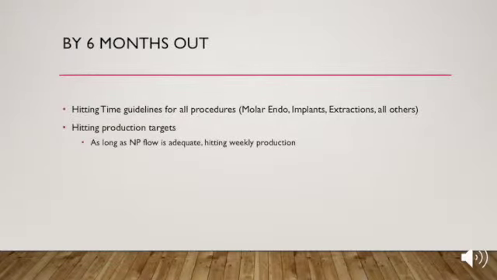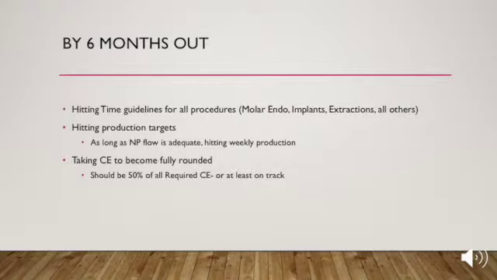Hitting production targets. So by 6 months out, the patient flow, they should start seeing again some more recurring patients. Hopefully they've gained enough steam. They're hitting time guidelines. So their production should be hitting what we expect of them. Taking CE, they should be about 50% of their CE done by 6 months out, and hopefully on track to take Invisalign classes or implant or other.